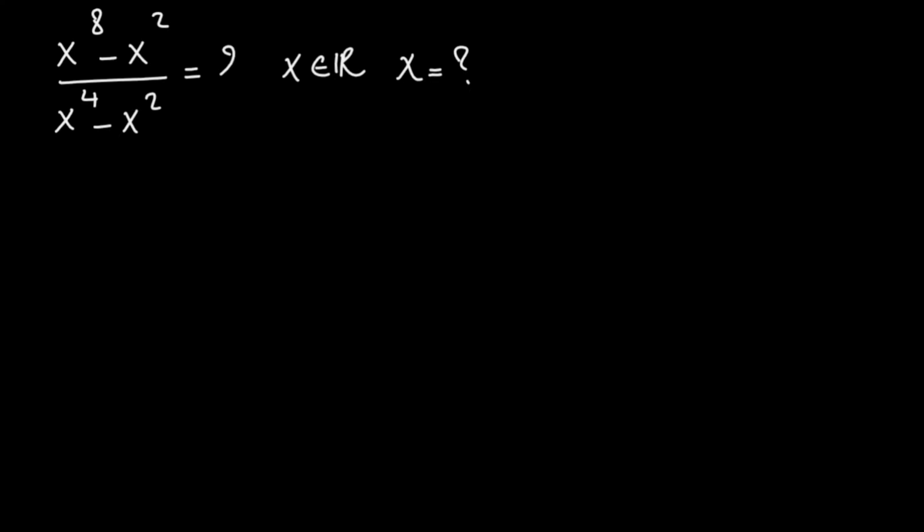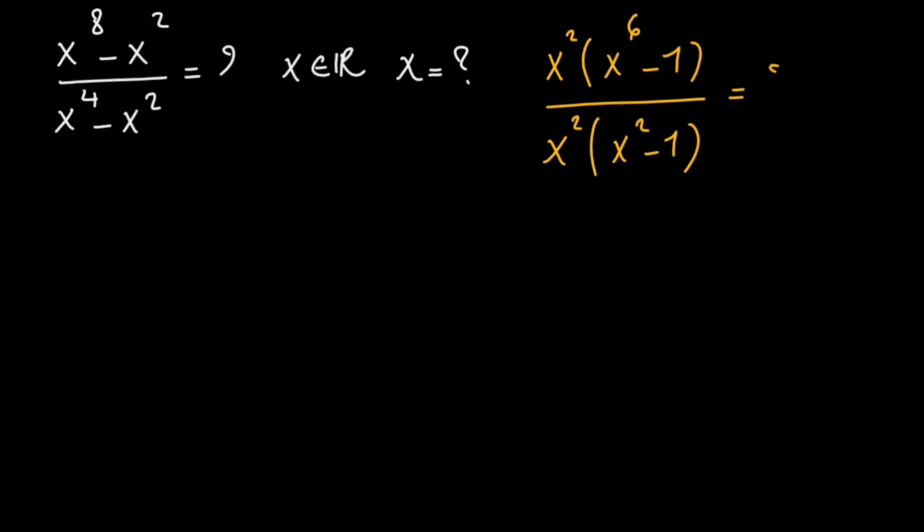So let's solve it. On the top I want to factor x squared, so I will have x to the power of 6 minus 1. And for the denominator, I want to factor again from x squared, so I will have x squared minus 1, and that's equal to 9. So we want to cancel x squared on the top and on the denominator. So I will have (x^6 - 1) over (x^2 - 1), that's equal to 9.